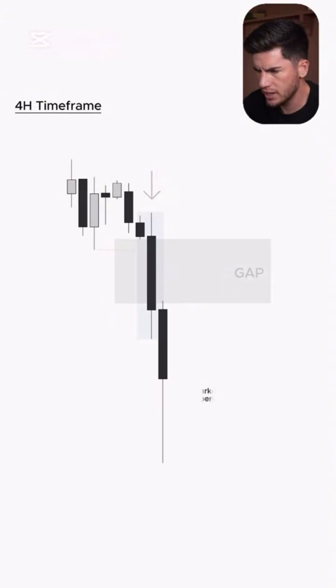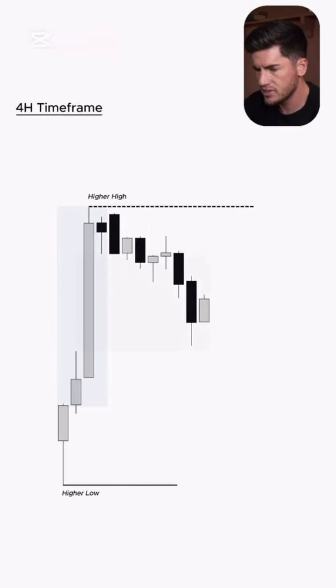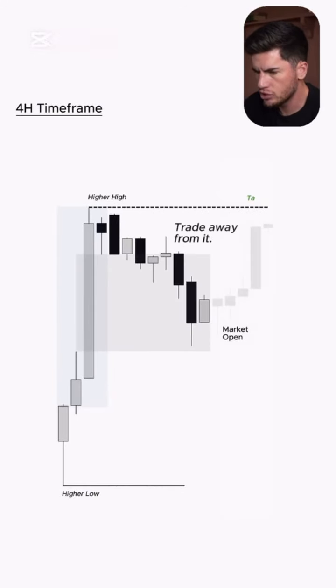Next up, I want you to identify the nearest 4-hour gap. If price broke structure on the 4-hour, leaving behind a gap on the previous trading day, you want to look at trading back into that 4-hour gap. If price is currently sat inside a 4-hour gap, you want to trade away from that gap following the 4-hour trend.